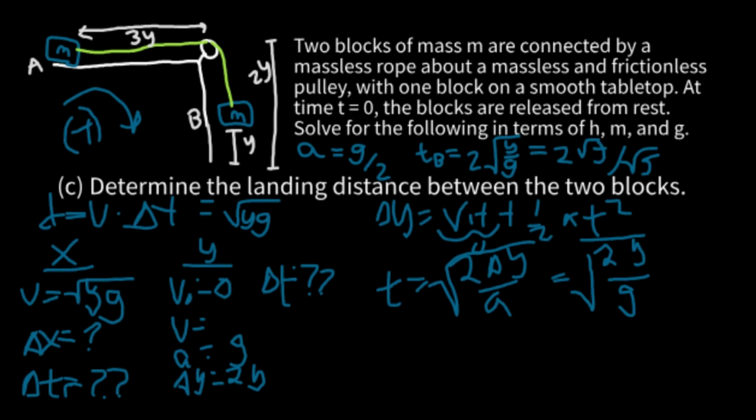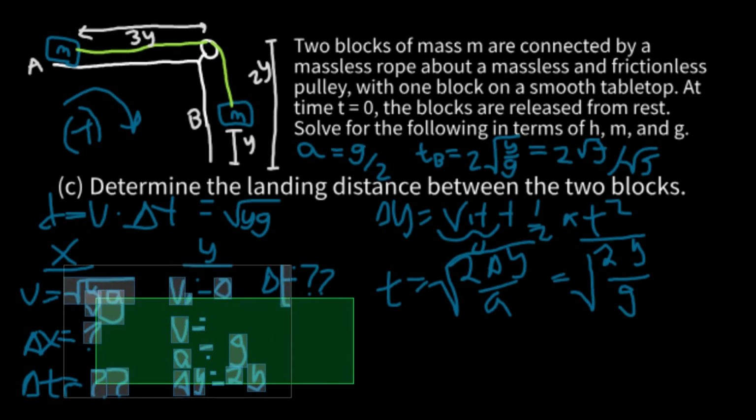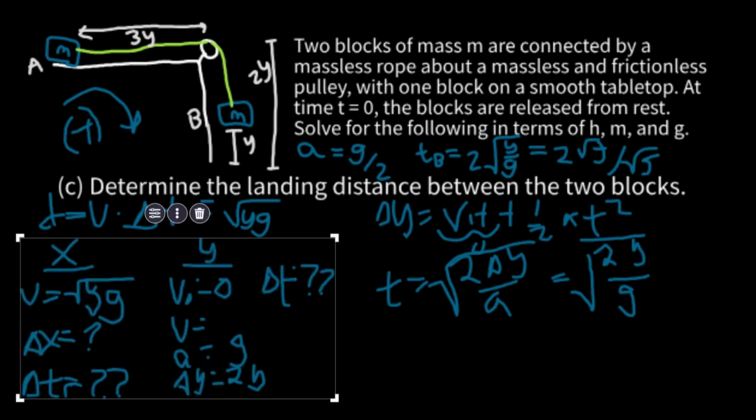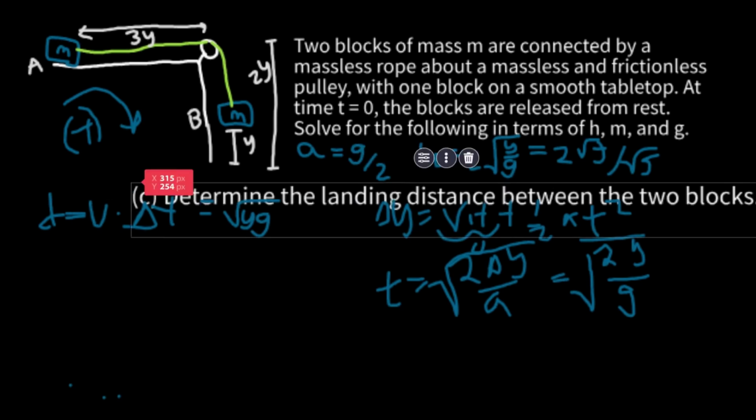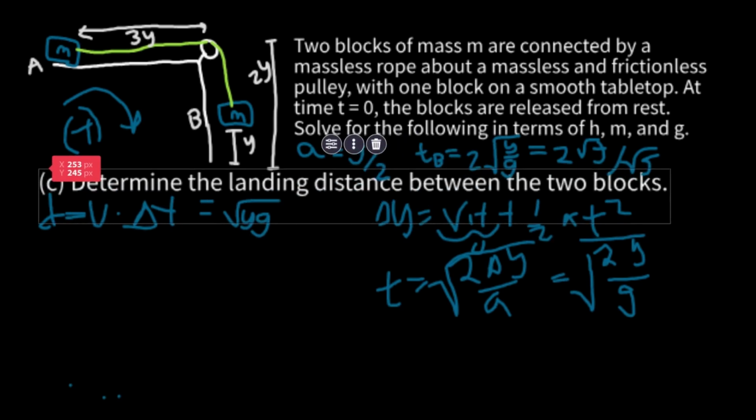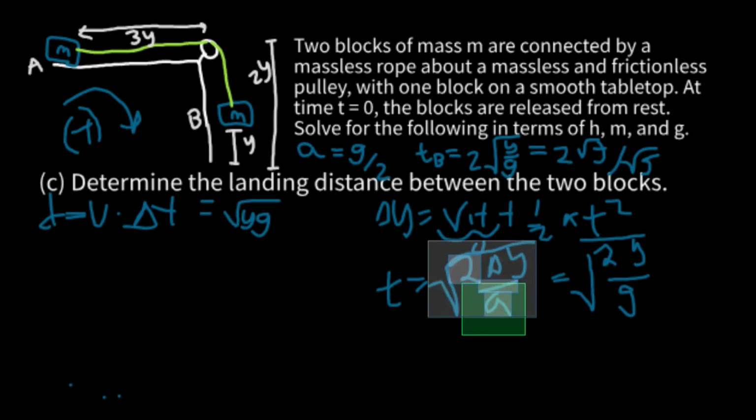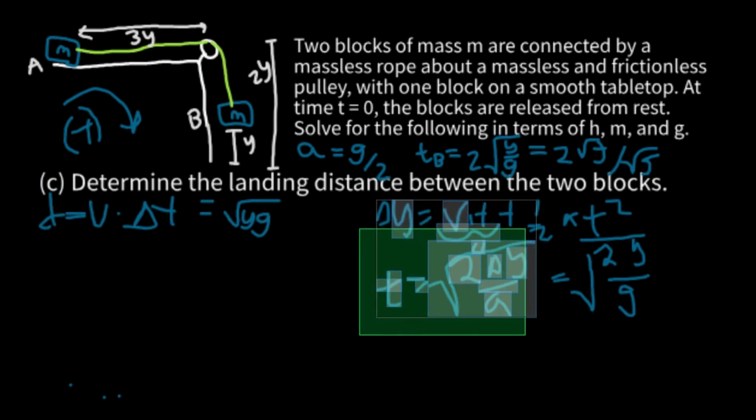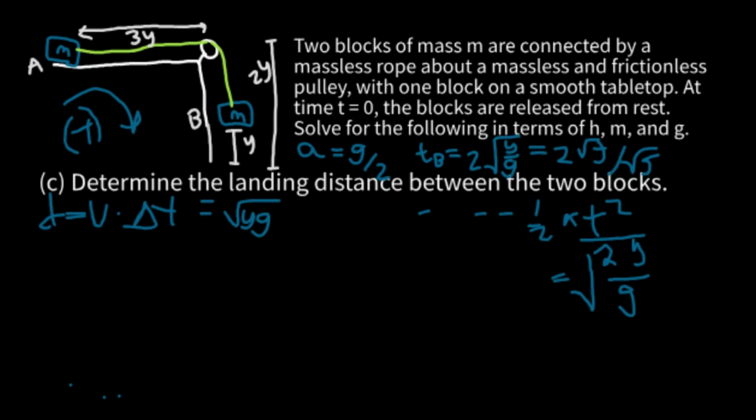Okay, that's the time it's going to take for that block to hit the ground. So let's make some more room and we can solve our final piece of the puzzle. Okay, that should be good. This is going to be times the square root of 2y over g.